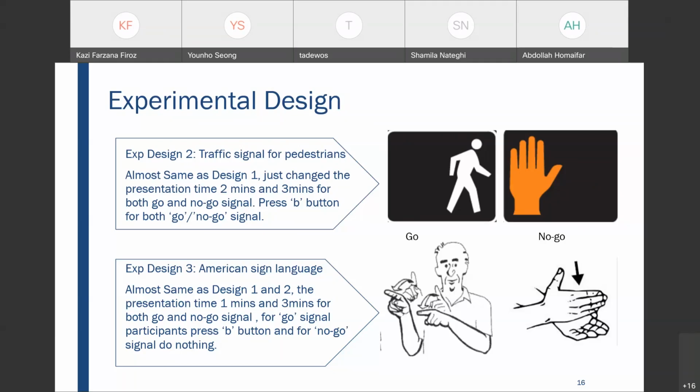In experimental design 3, we used American Sign Language for go and no go. It's almost the same as the previous design, but here the participants were to press the B button for go, and for no go they will do nothing, as in a traditional go no go task.